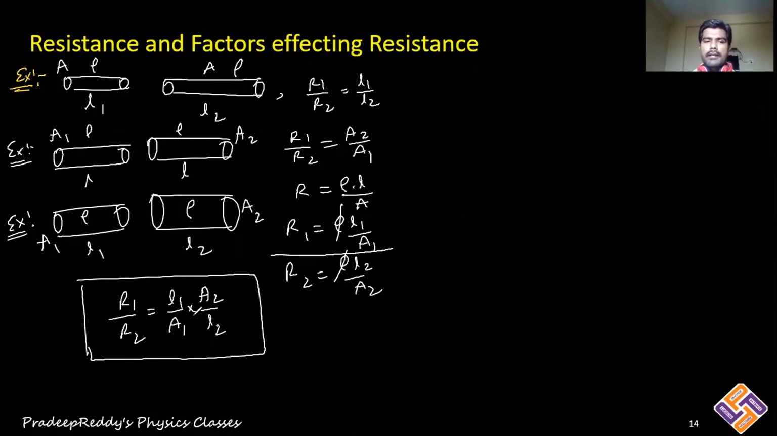If both length and area of cross section are changed, we are taking two different materials. Here volume is V1 and here volume is V2. Volume is not maintained constant. See, in this example, we are not taking the same conductor. We are taking two different conductors of different areas as well as different lengths. Therefore, the volume of the first conductor and the volume of the second conductor are not the same. Then in such a case, you will take R1 by R2 is equal to L1 by L2 into A2 by A1. Right? That's example number 3.